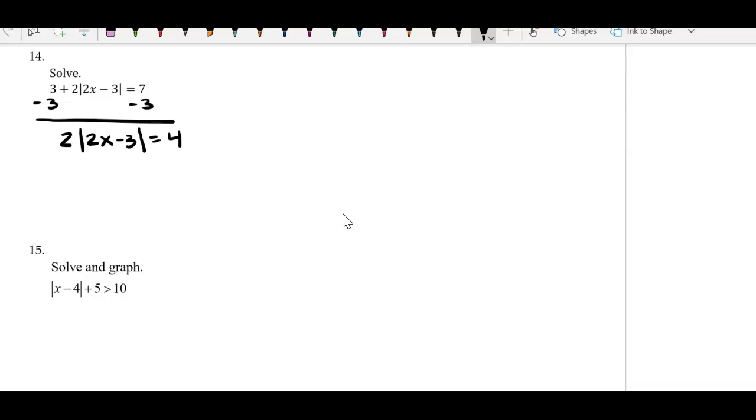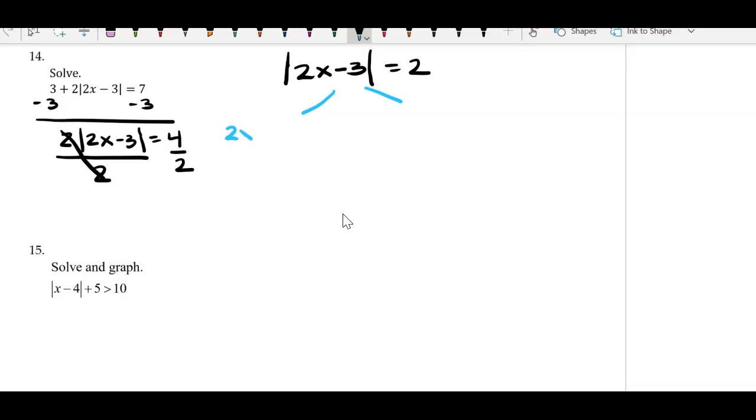And now what? Then do we divide by 2? Divide by 2, right? Because we need to get that absolute value part by itself. So then I end up with the absolute value of 2x minus 3 equals 2. And now I need to write my two equations. My first one is going to be just like this is without the absolute value bars. So 2x minus 3 equals 2. What changes on that second equation?